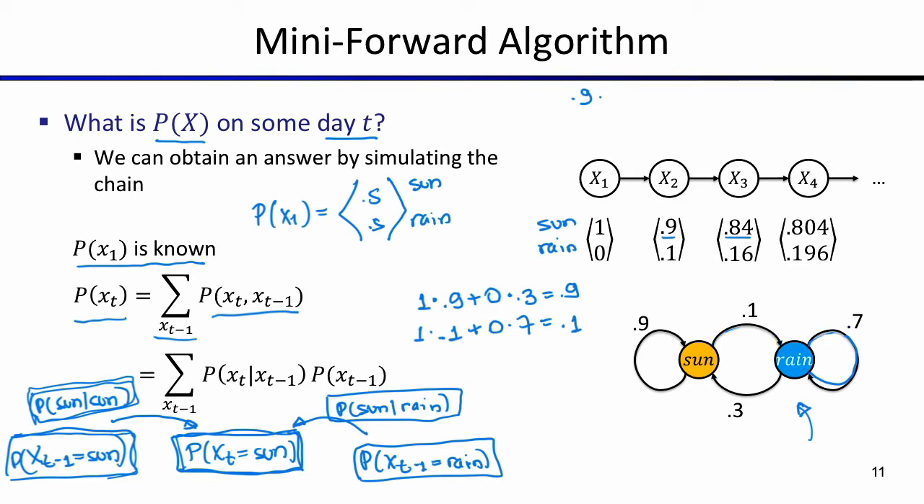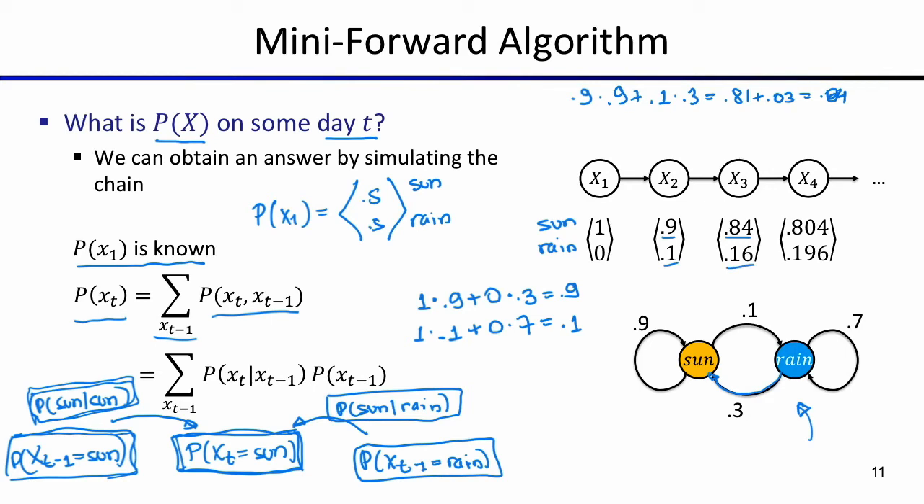So yesterday it was a sunny day, 0.9, times the probability of staying in a sunny day, 0.9, plus the probability of a rainy day, 0.1, times the probability of transitioning from a rainy day to a sunny day, 0.3. So it's going to be 0.81 plus 0.03 equals 0.84. Good.